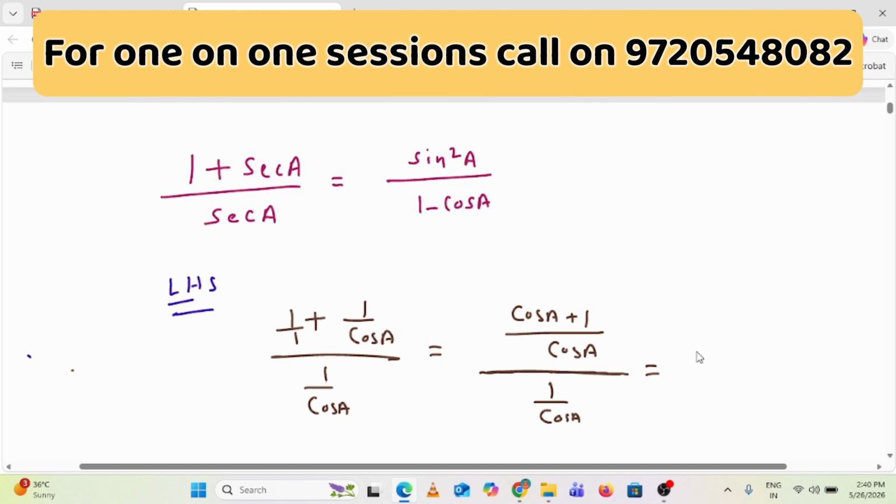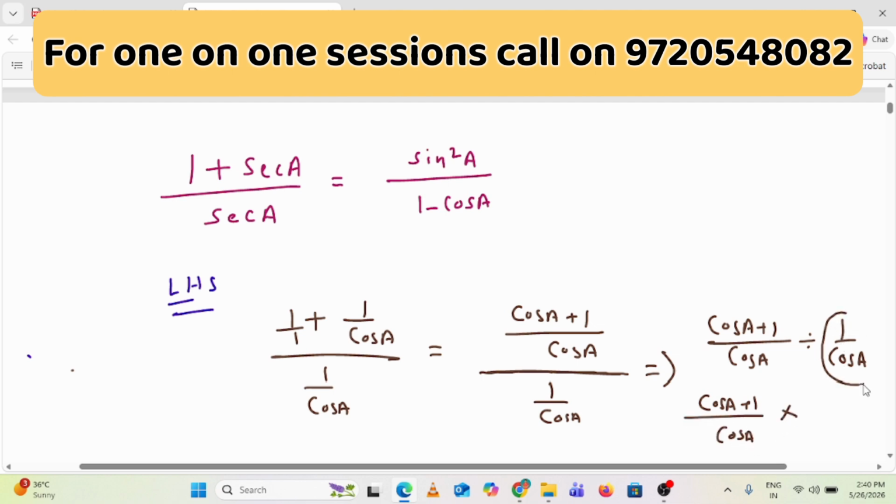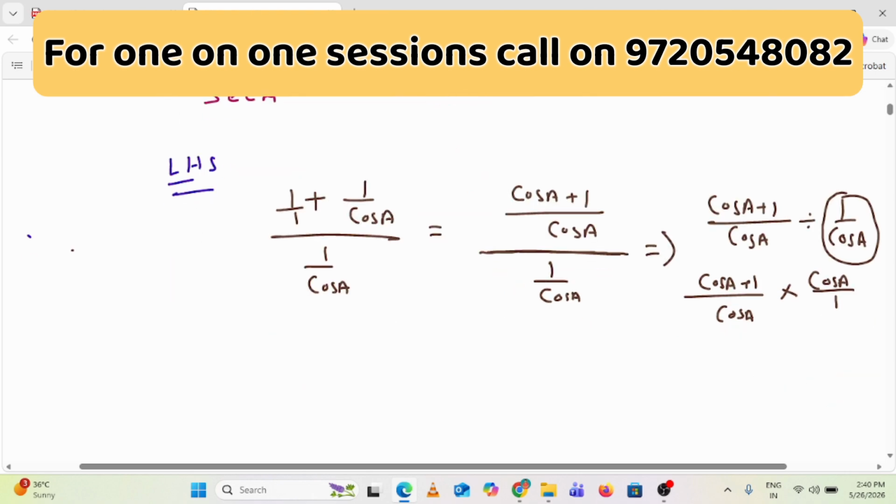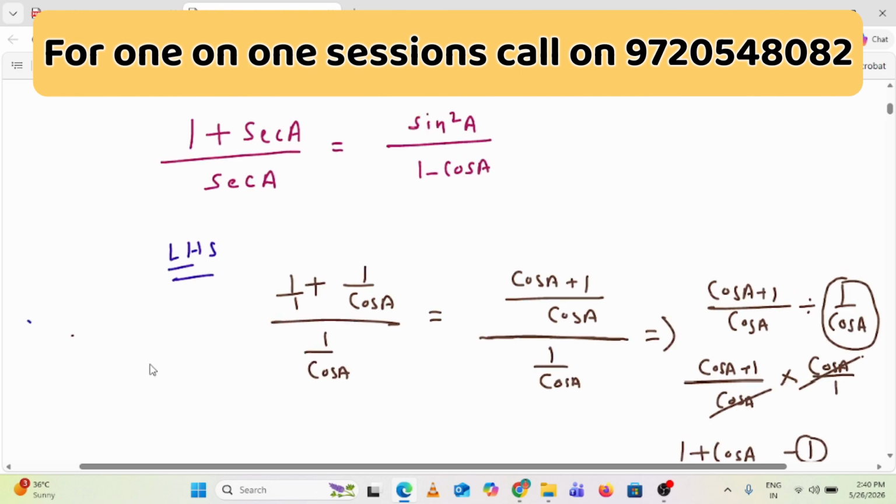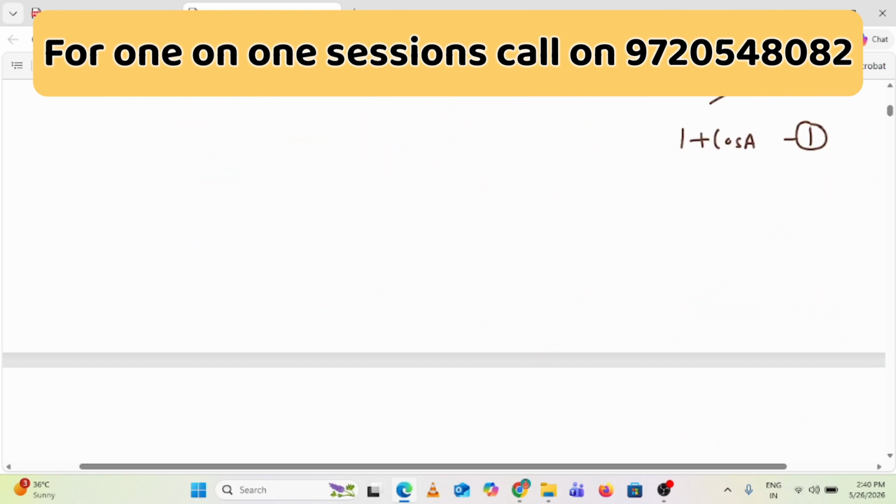After that, you can write cos A plus 1 upon cos A divided by 1 upon cos A. Make sense? Yes, sir. So cos A plus 1 upon cos A into, I will take reciprocal now, cos A upon 1. So finally we are getting cos A get cancelled. So 1 plus cos A. This is equation 1. Now take your RHS sin square A upon 1 minus cos A.